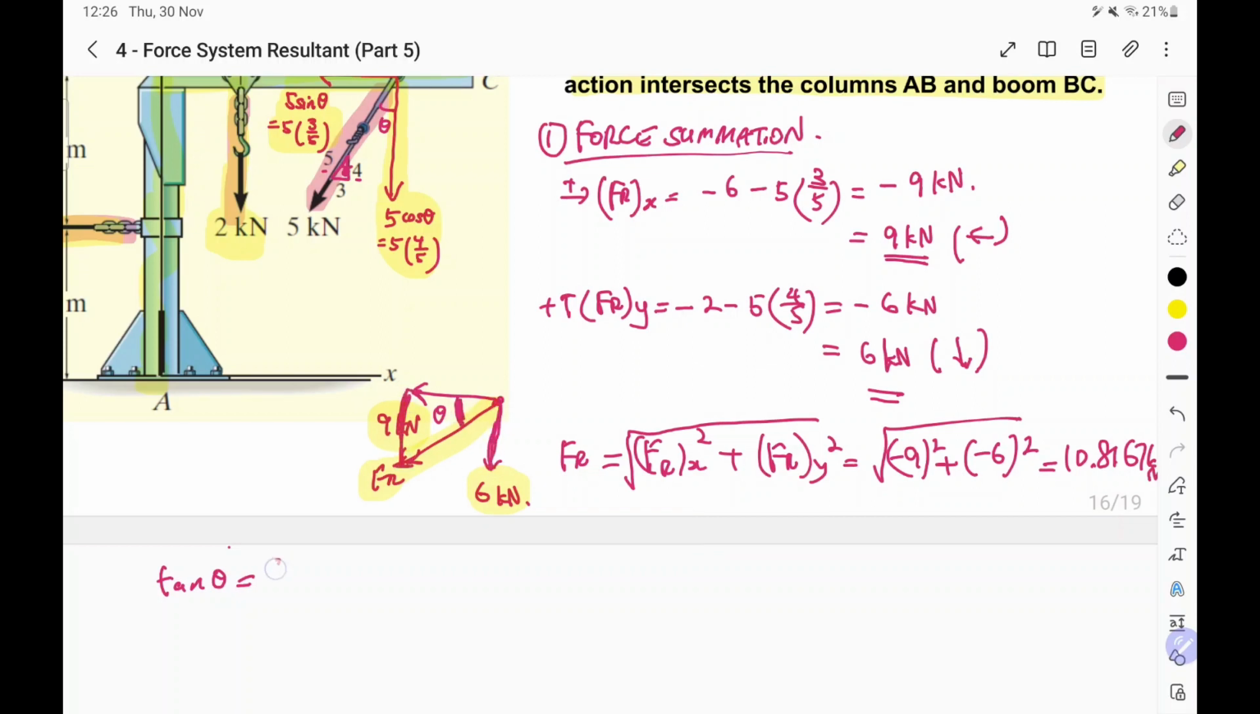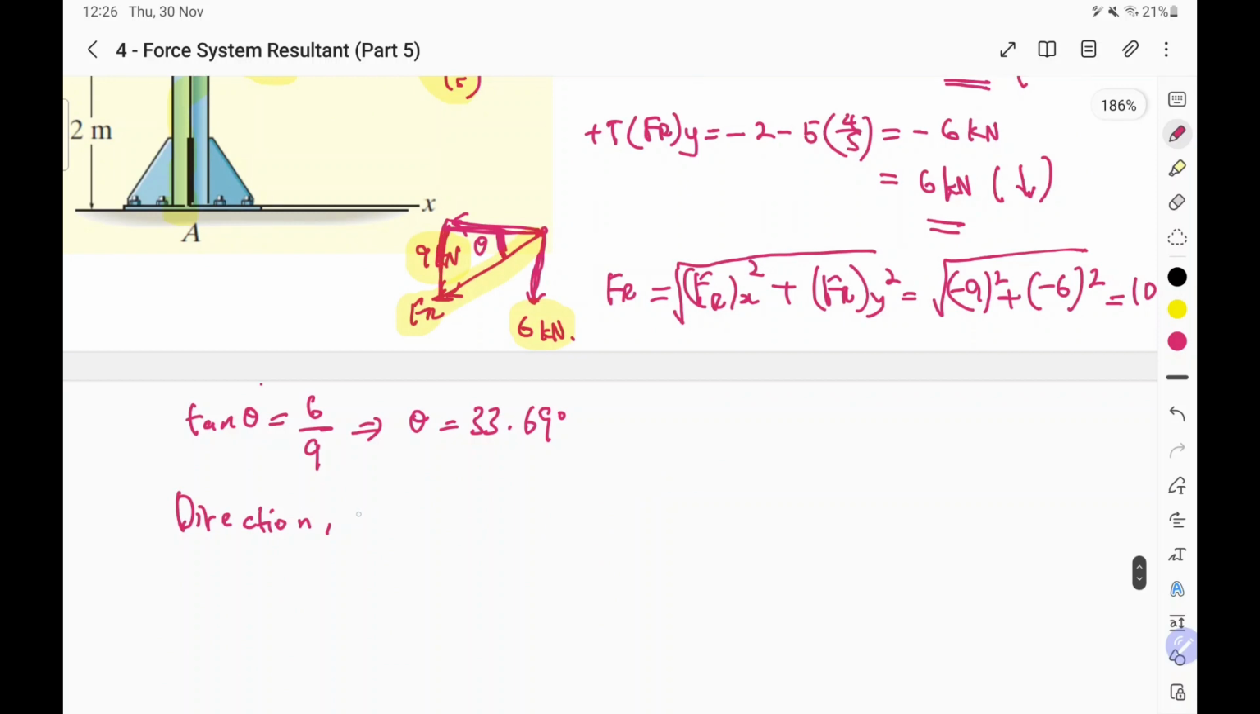Opposite in this case adalah 6 bahagi dengan sebelah dia, which is 9 kilonewton. Okay, so you can get a value of theta to be 33.69 degree. So the direction of the resultant force must always be measured from positive y-axis over here.